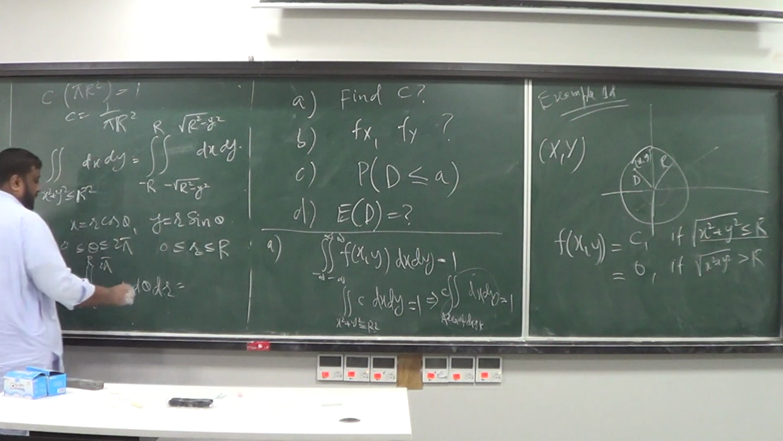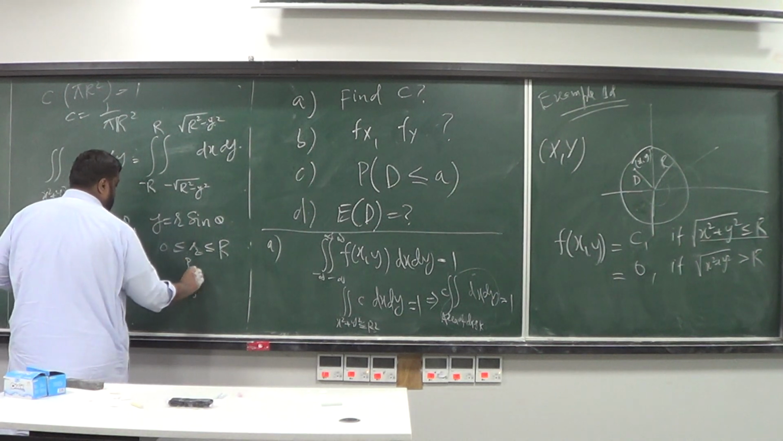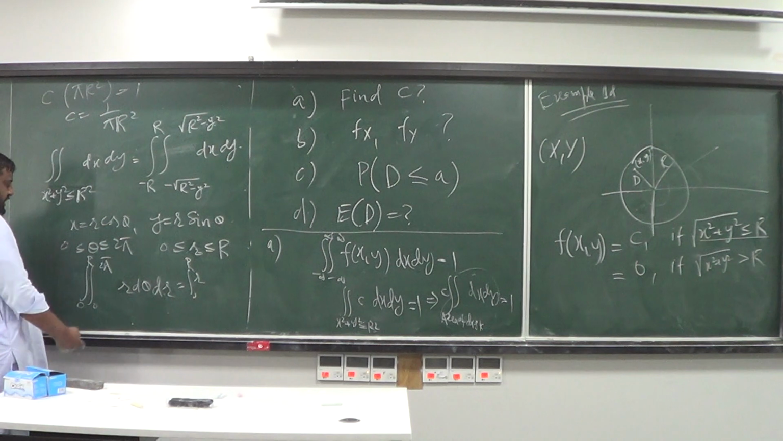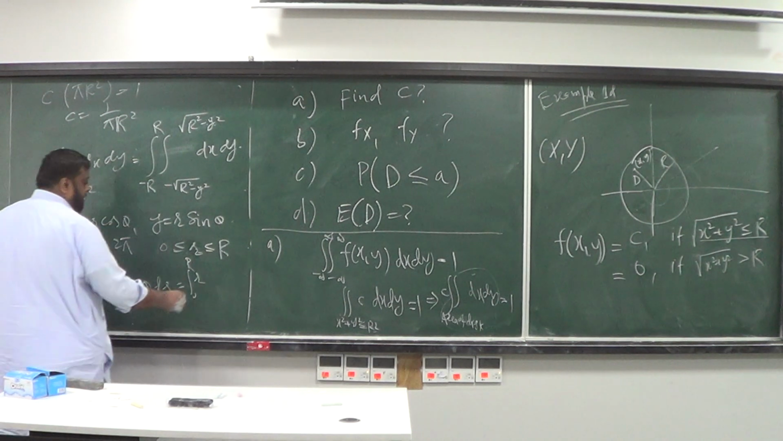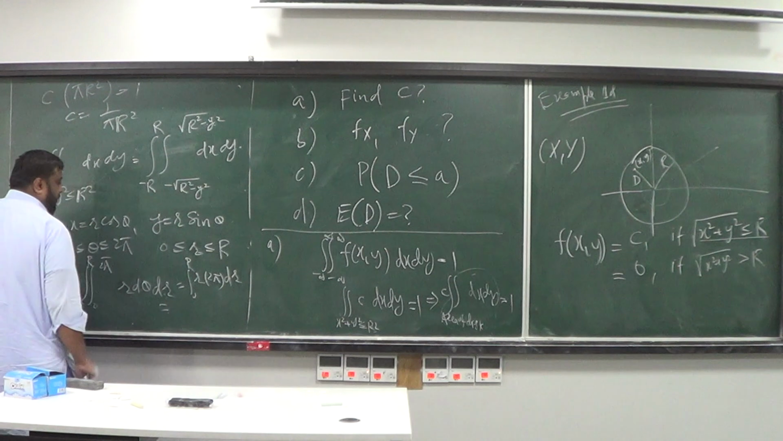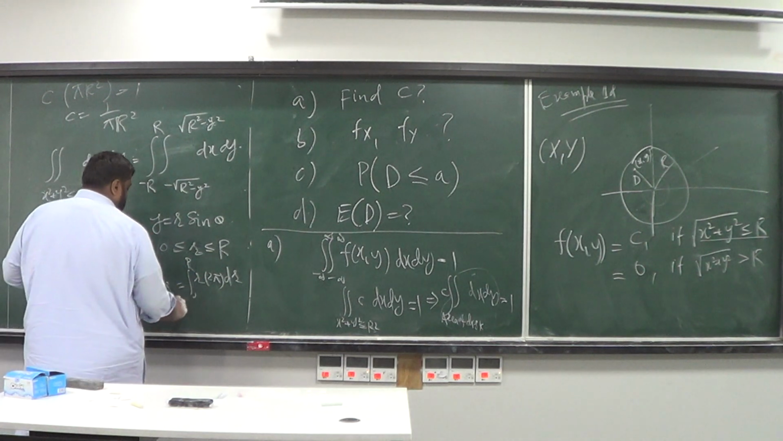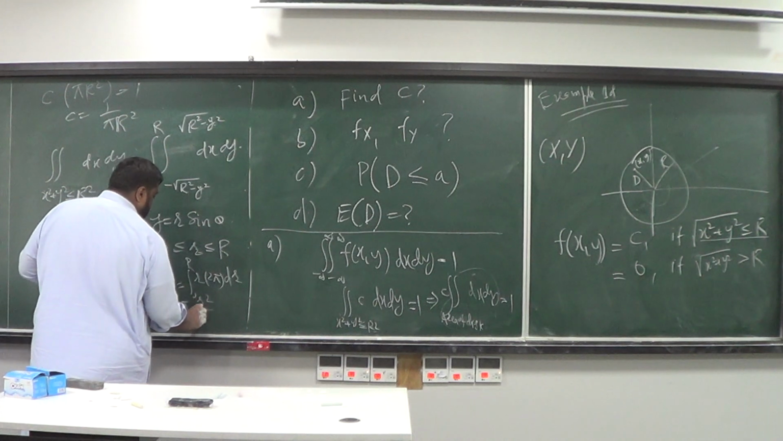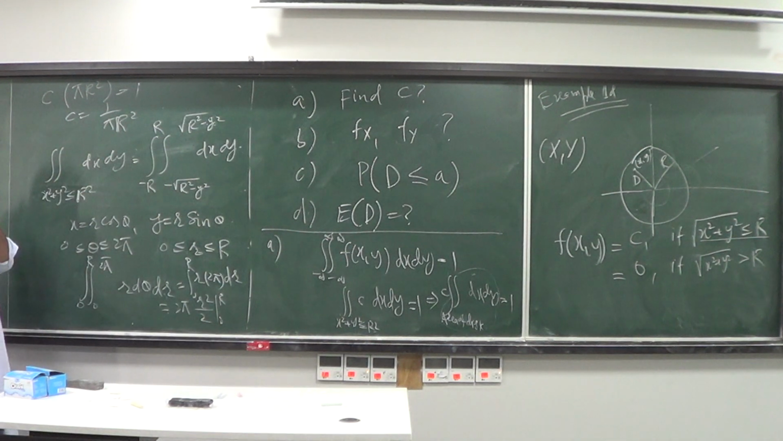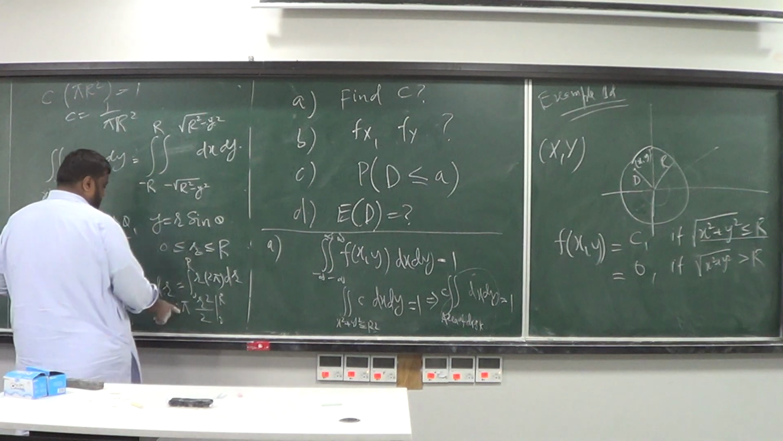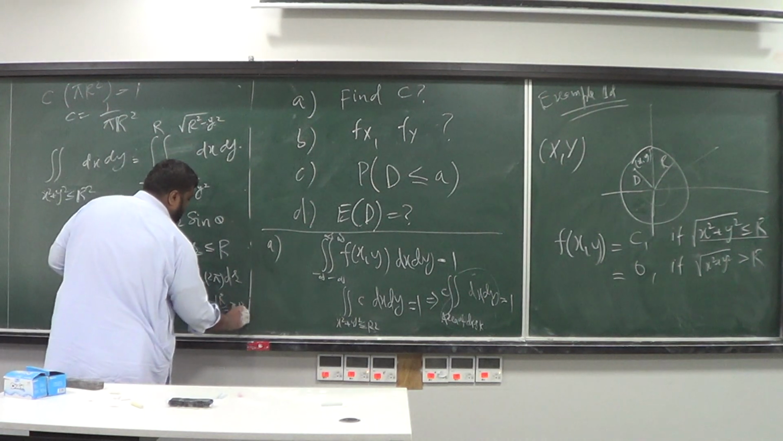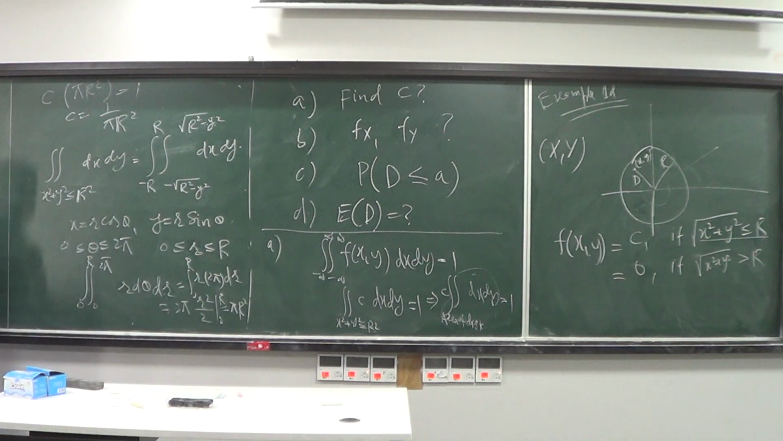If you compute this integral, what are you going to get? You have the integral from 0 to R of r dr, and the integral of d theta from 0 to 2 pi gives 2 pi. Computing the r integral, you get 2 pi times r squared over 2. Substituting the limits, the 2 gets cancelled and you have pi r squared. So pi r squared is the other way to compute this integral.